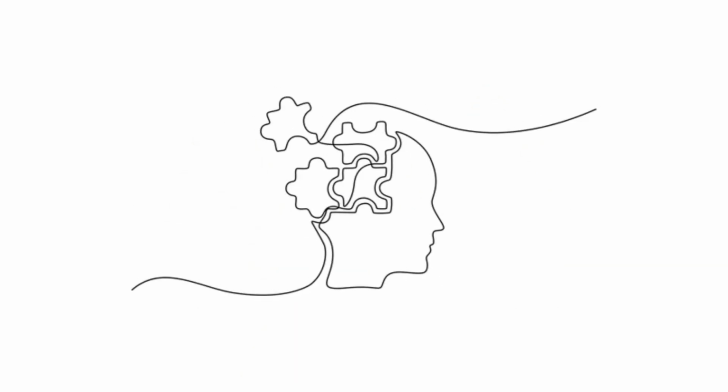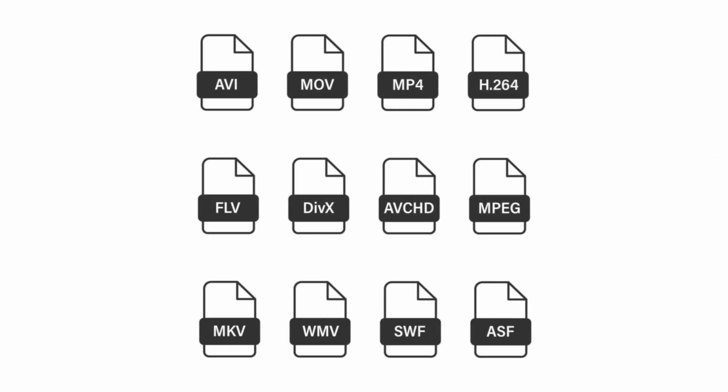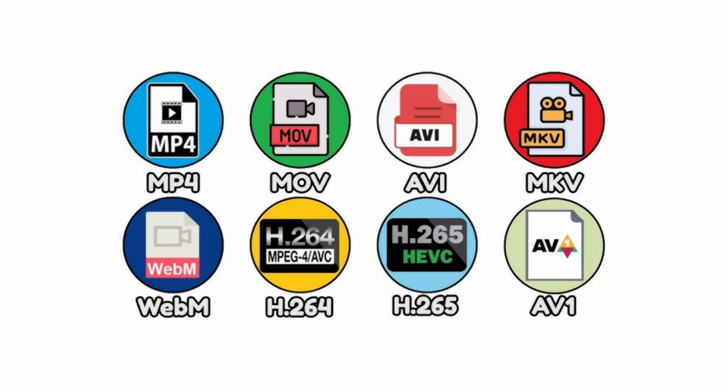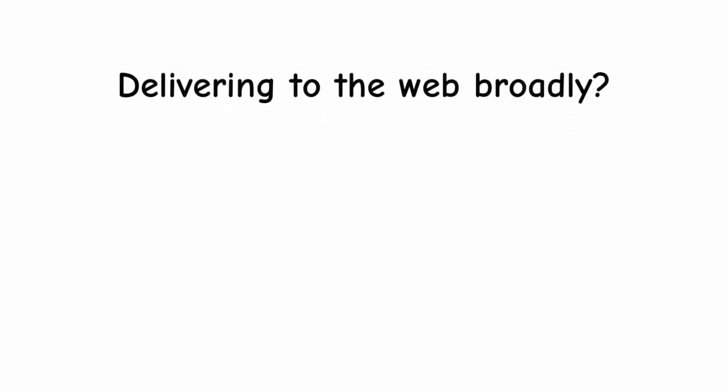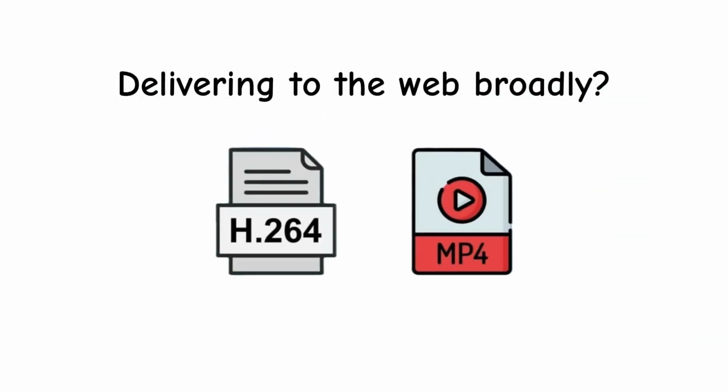Remember the twist I teased at the start? Here it is. The format you choose matters way less than understanding why formats exist. Every single thing we just covered, MP4, MOV, AVI, MKV, WebM, H.264, H.265, AV1. Every one of them exists to solve a specific problem: compatibility, file size, quality, licensing, archiving, streaming. Once you see formats as solutions to problems rather than a random list of confusing file extensions, the right choice becomes obvious every time. Delivering to the web broadly, MP4 with H.264.